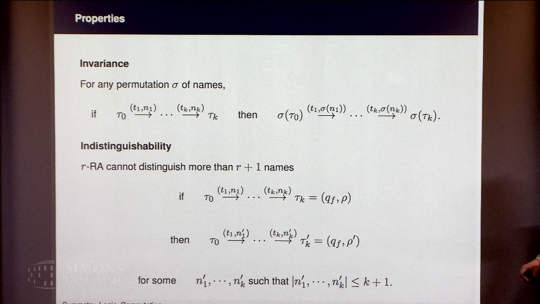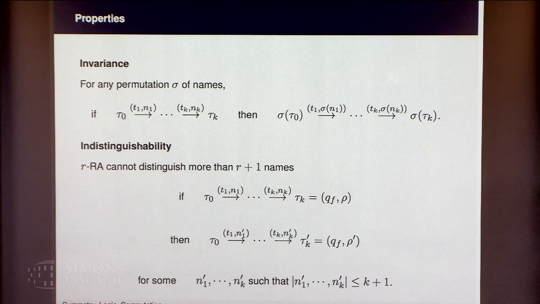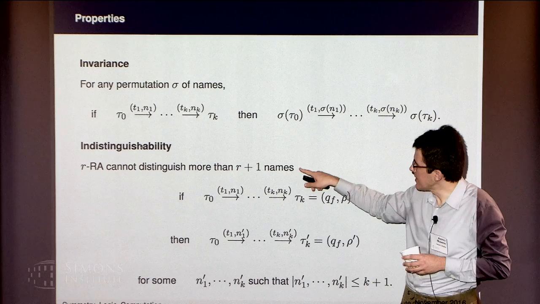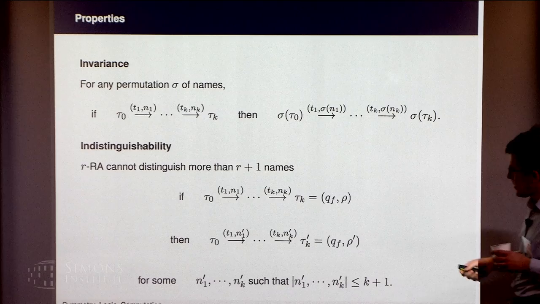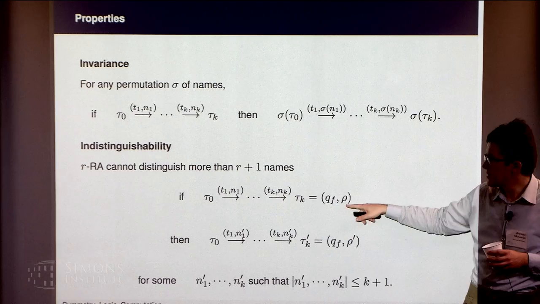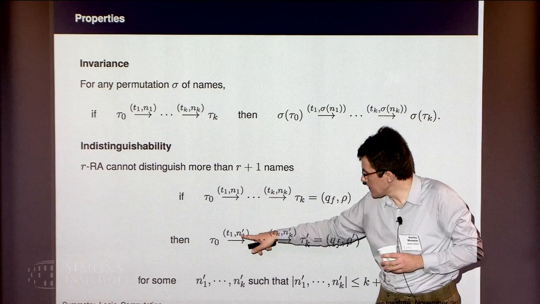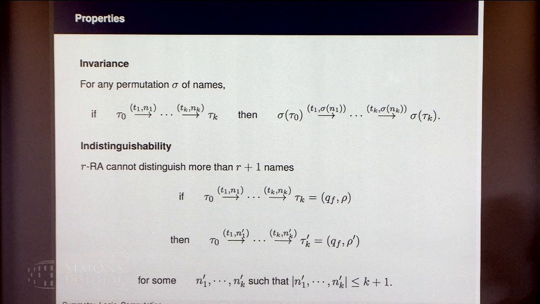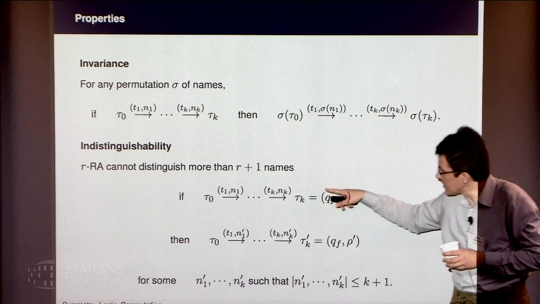Because we only have a fixed number of registers, R in my case, these machines cannot really distinguish more than R plus one names. So what do I mean by this? Here's the statement: whenever we have a run that reaches a state, it is possible to find another run that reaches the same state, but which only uses R plus one letters. This is because the automaton can only remember R names. So if it needs a fresh one, we can always supply the remaining one from the set of R plus one names, and the automaton can still proceed and reach the desired state.